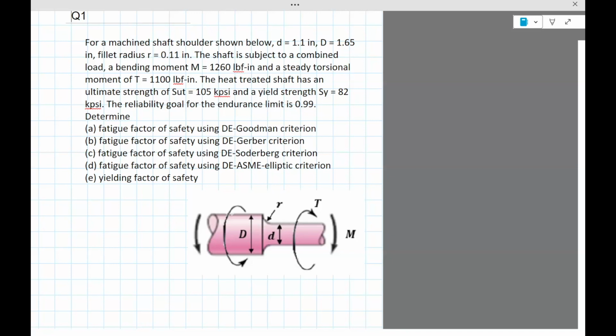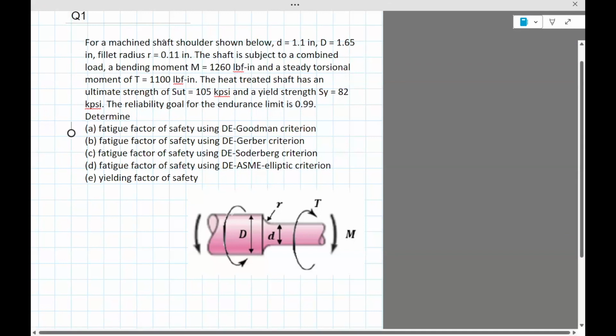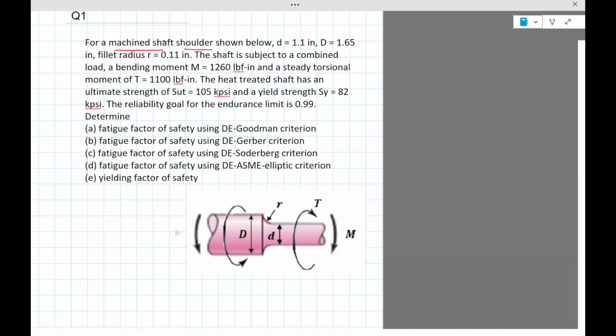Okay, let's read through the problem. So for a machine shaft shoulder, it's shown here below. Small d is 1.1 inch, capital D is 1.65 inch, fillet radius is 0.11. The shaft is subject to a combined loading, a bending moment M, and a steady torsional load moment of T.